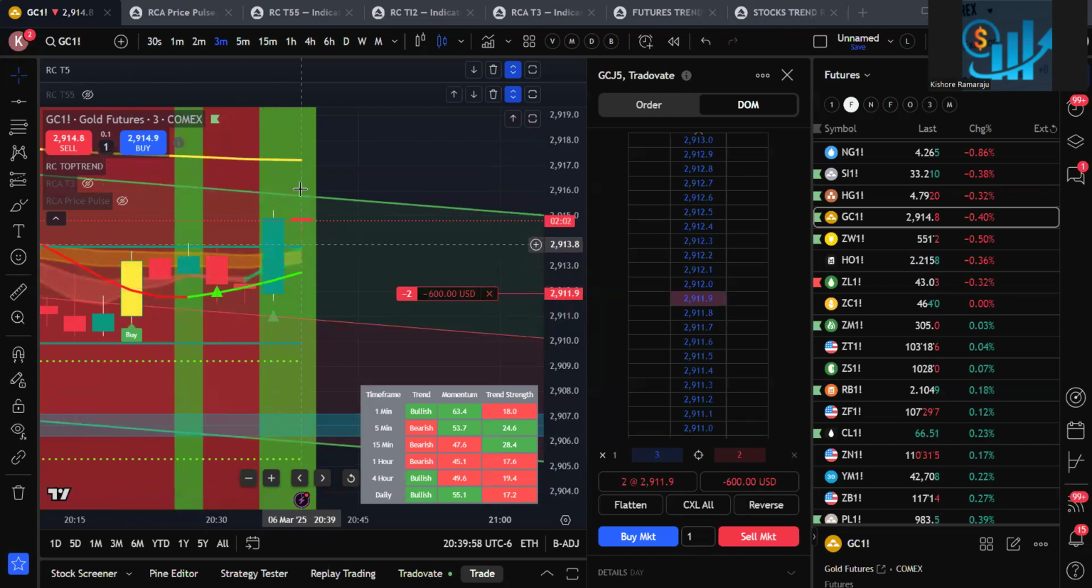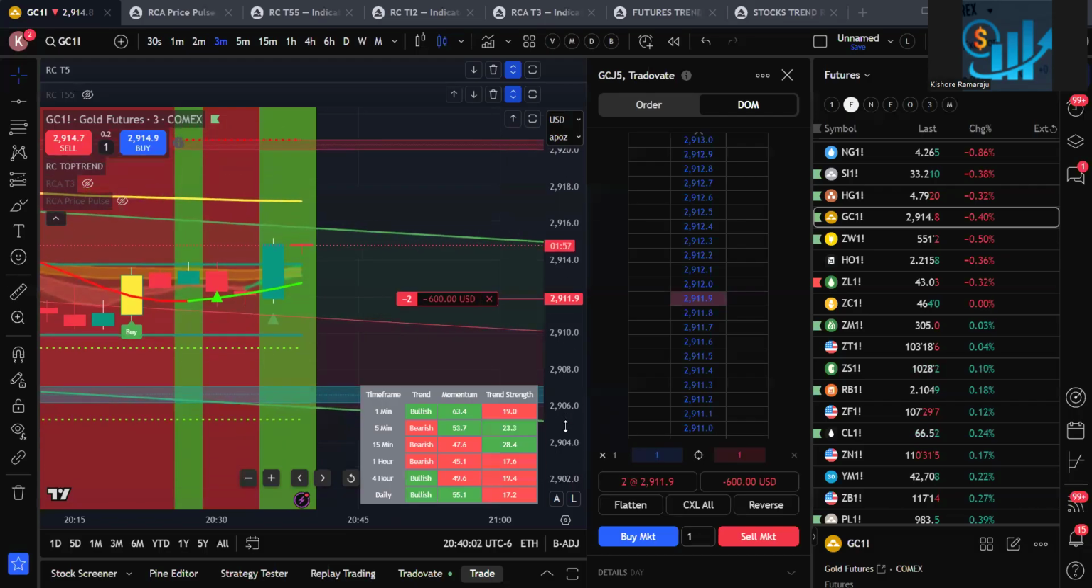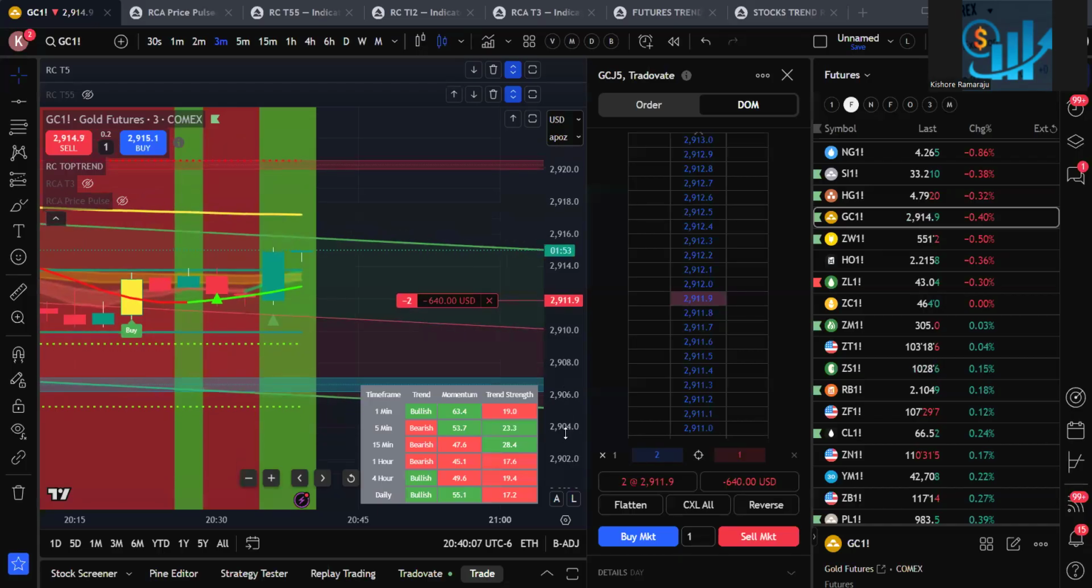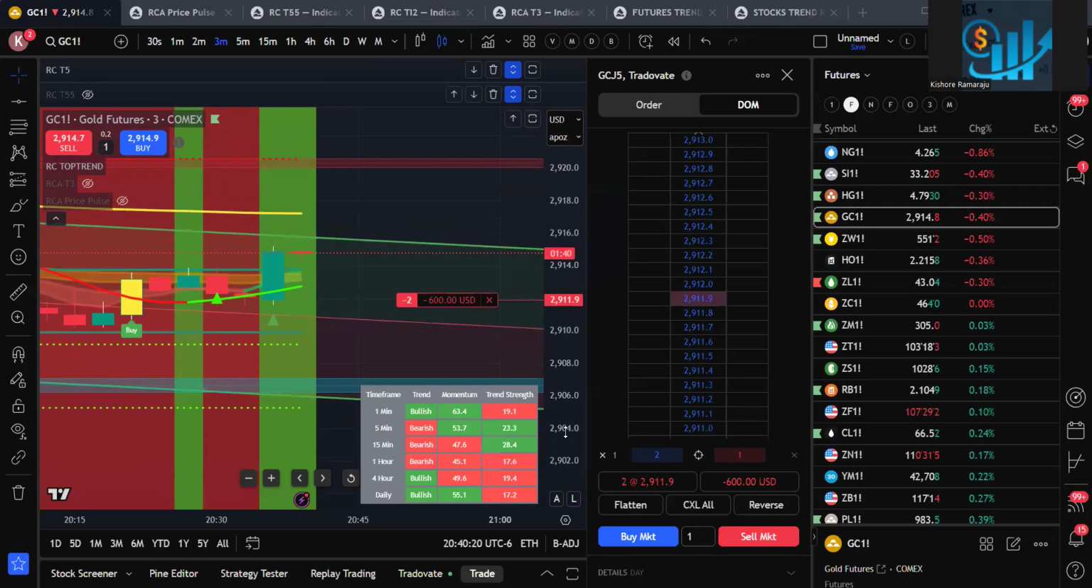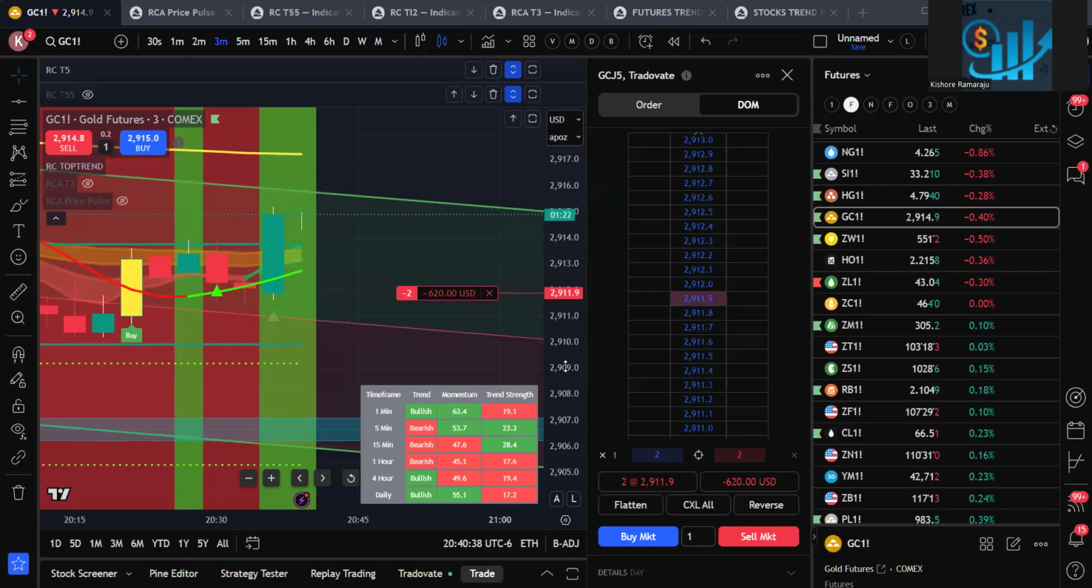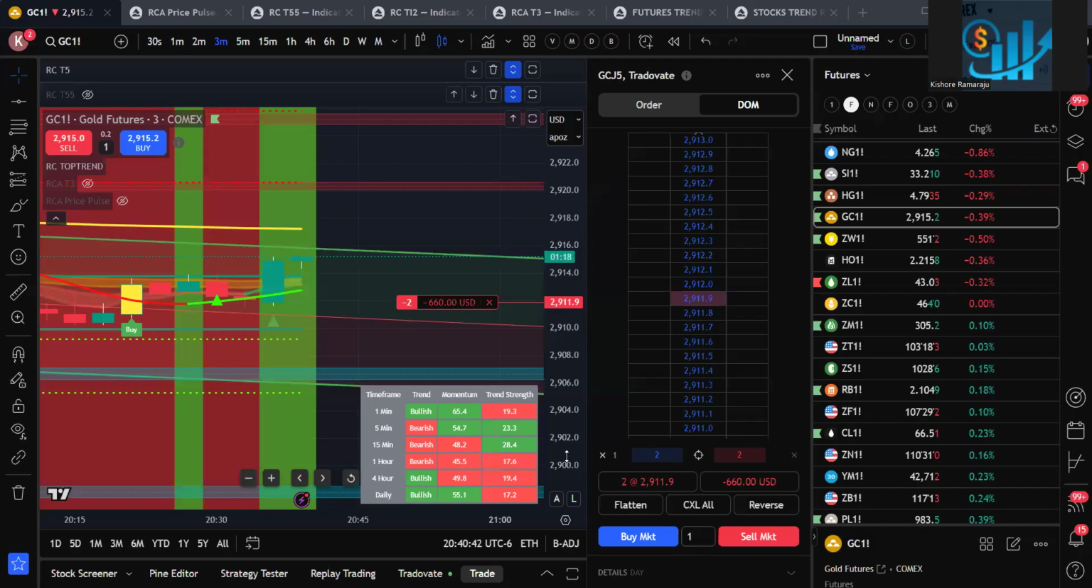It broke this consolidation zone. Okay, 150K account, you can hold because the overall trend is bearish. This will act as resistance.